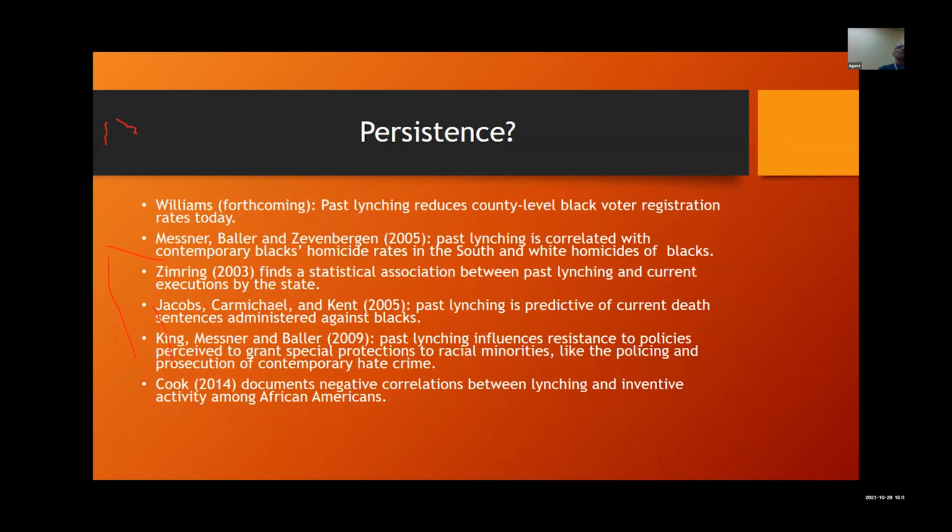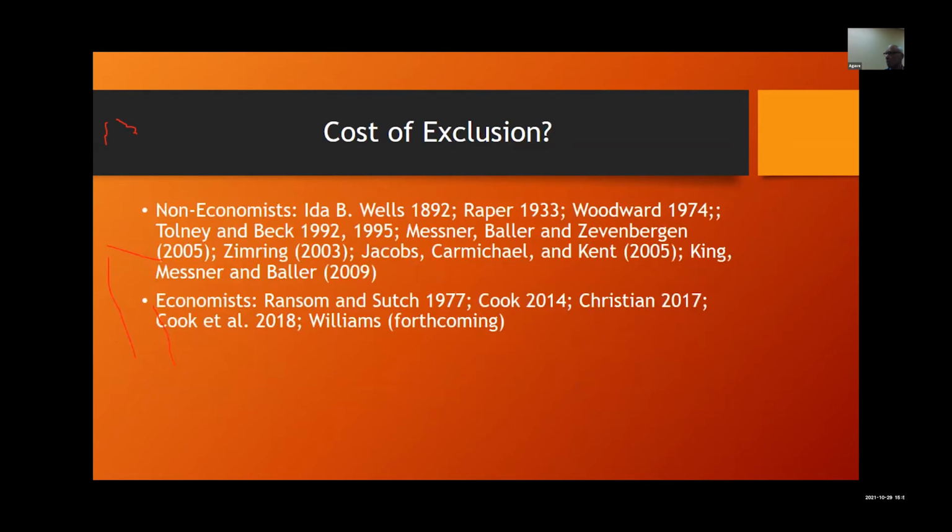Persistence, there's a lot of evidence on persistence. We're seeing that areas that experienced these lynchings have lower African-American voter registration rates today. You find higher murder rates today. You find less support for hate crime legislation, things of that nature.